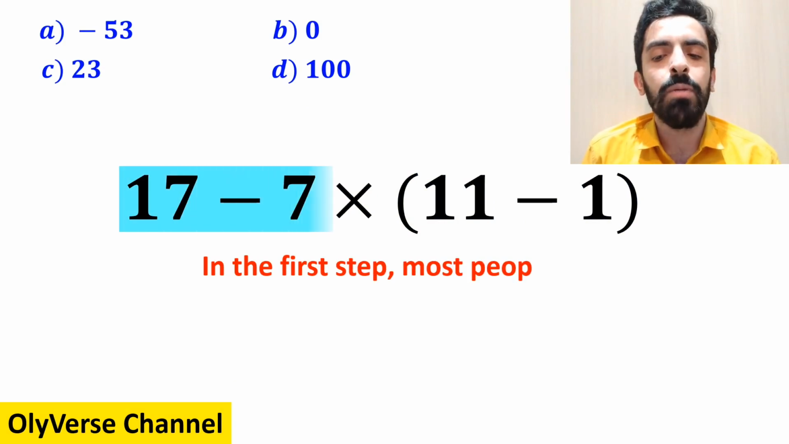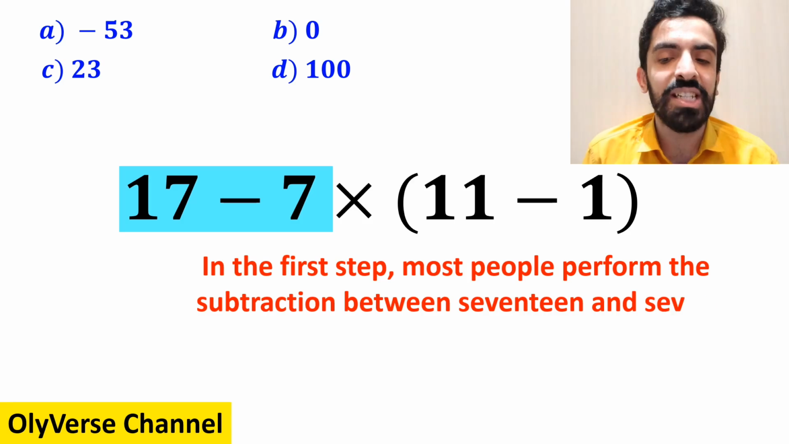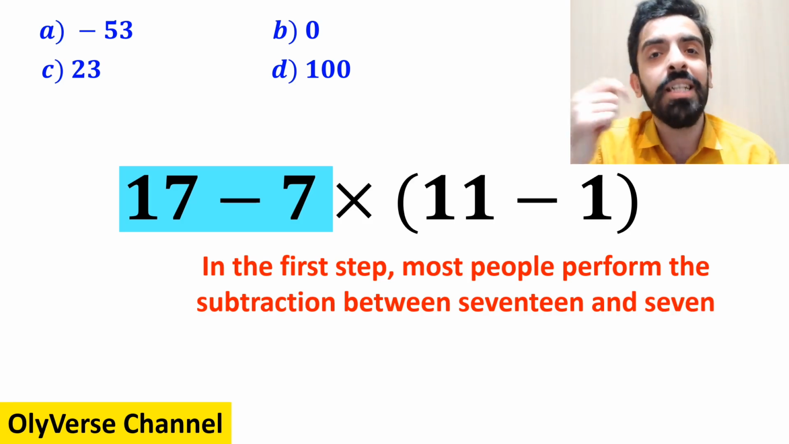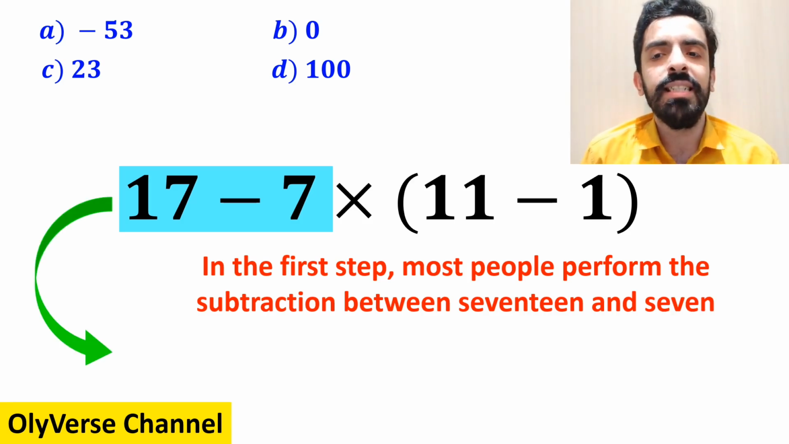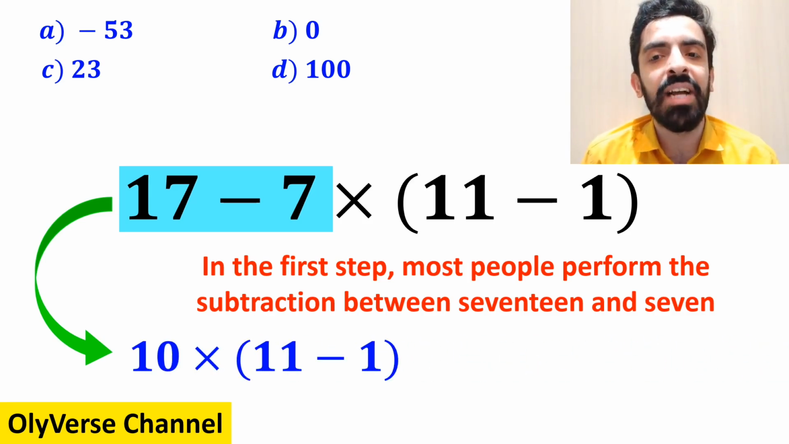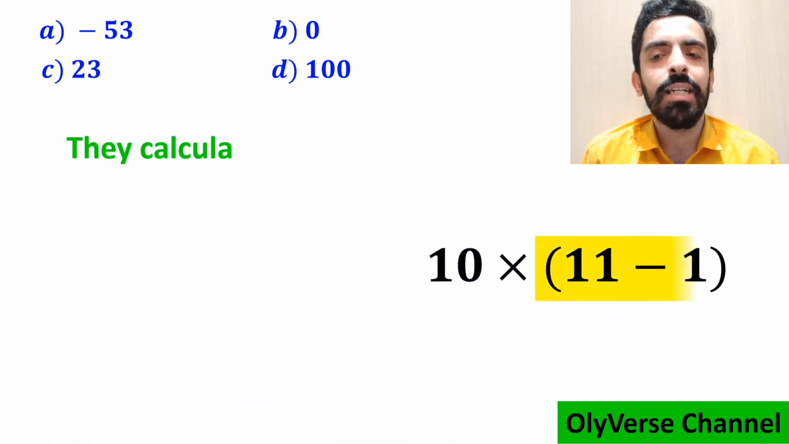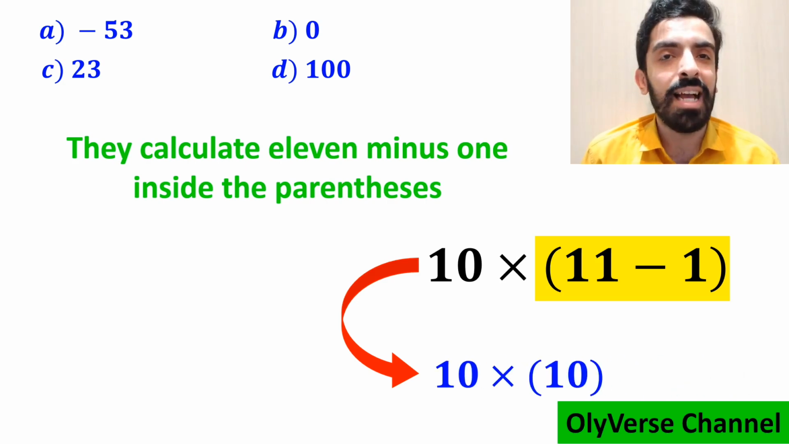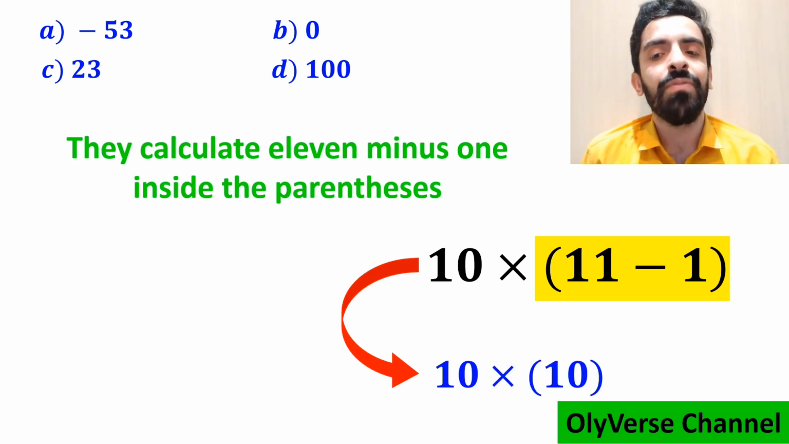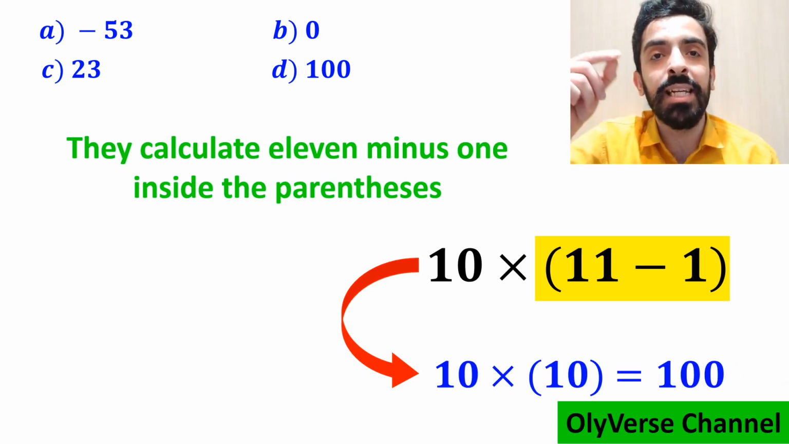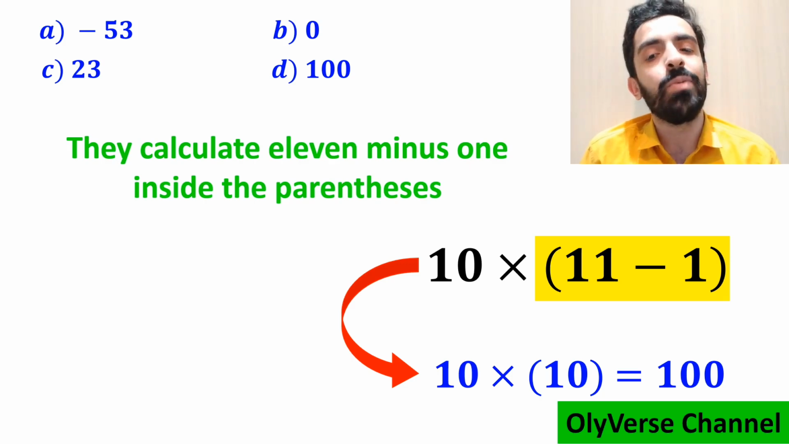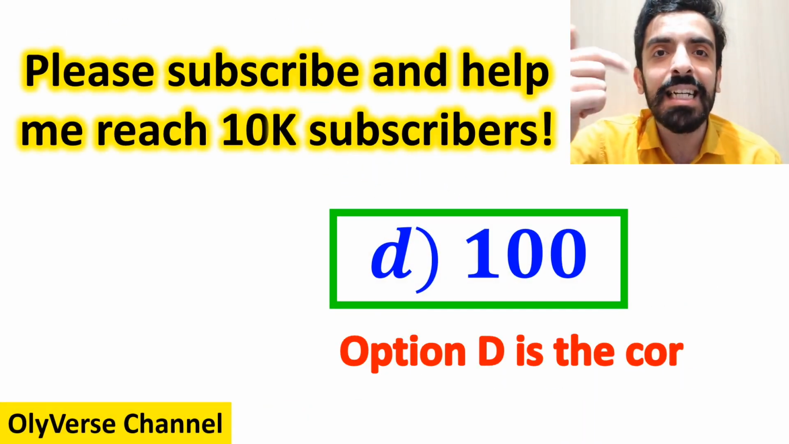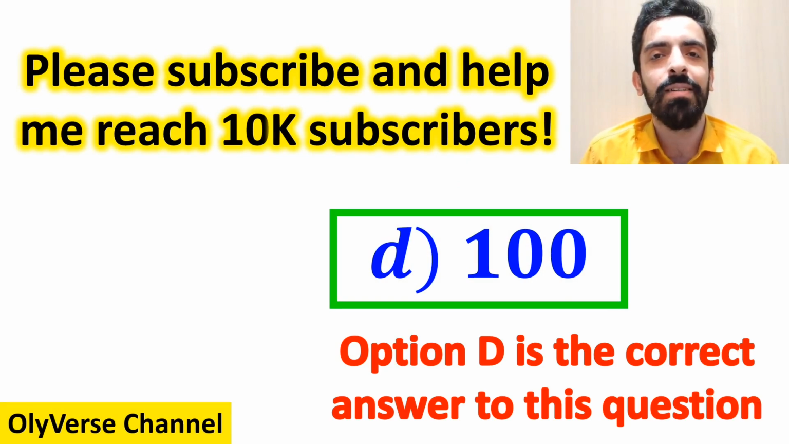In the first step, most people perform the subtraction between 17 and 7, which I have highlighted in blue. So, this expression simplifies to 10 multiplied by 11 minus 1 inside the parentheses. In the next step, they calculate 11 minus 1 inside the parentheses, which becomes 10 multiplied by 10. And finally, the value of this expression must be equal to 100. Then, without any hesitation, they quickly say that option D is the correct answer to this question.